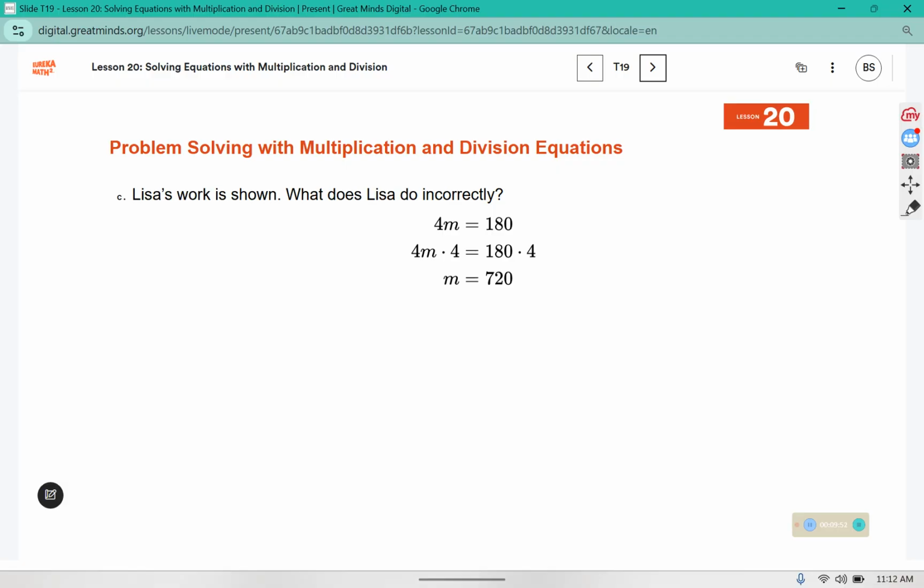Lisa's work is shown. What does Lisa do incorrectly? She multiplied by 4. 4m times 4 would be 16m, not 1m.